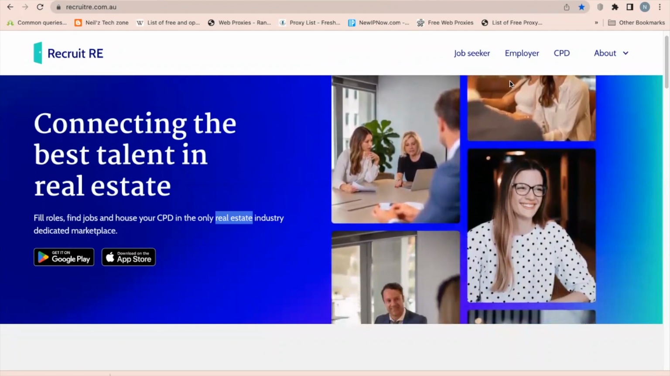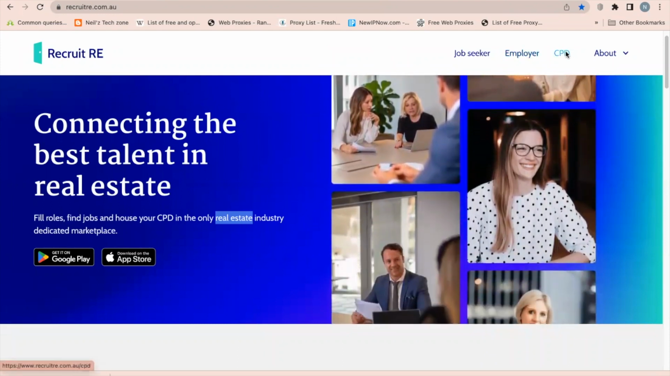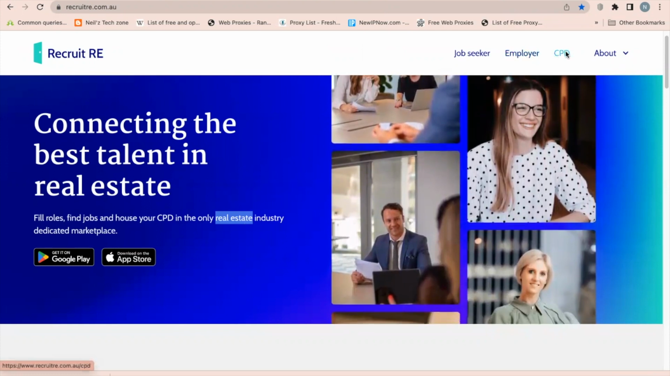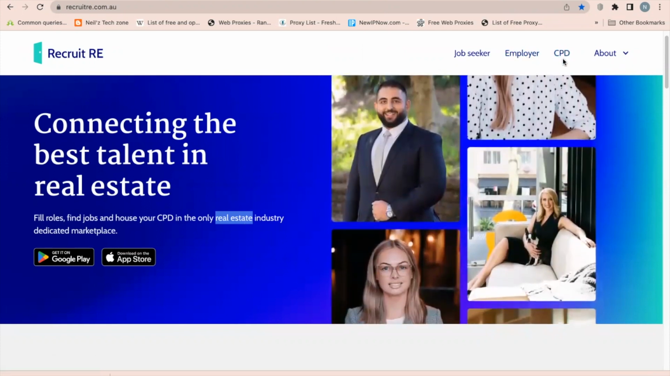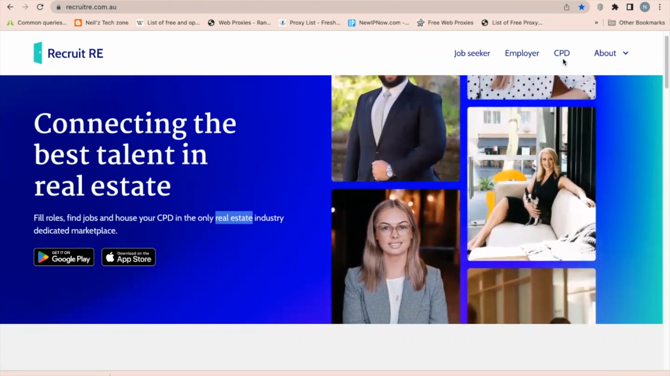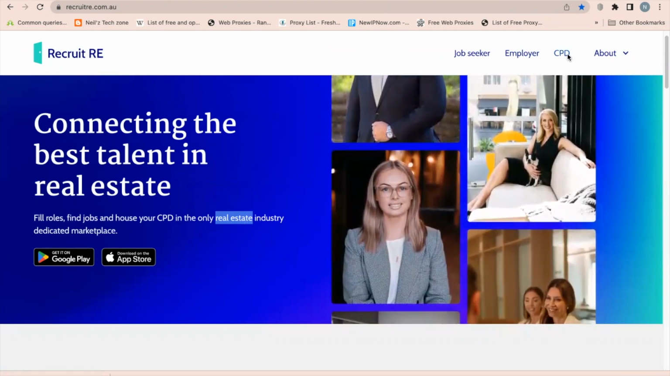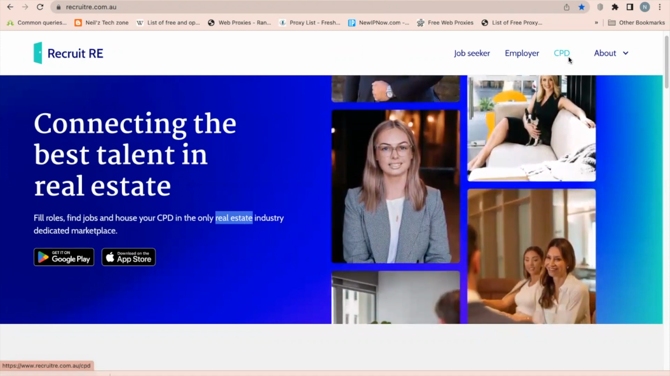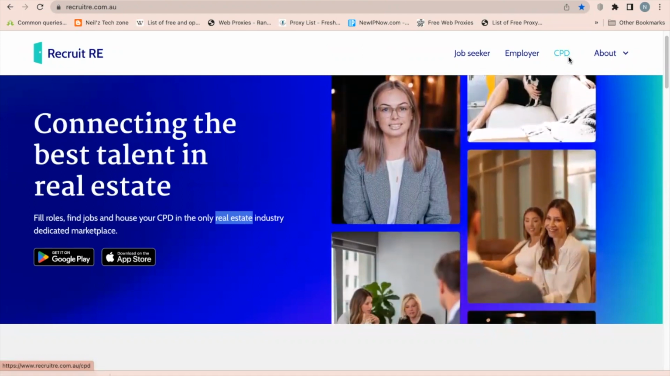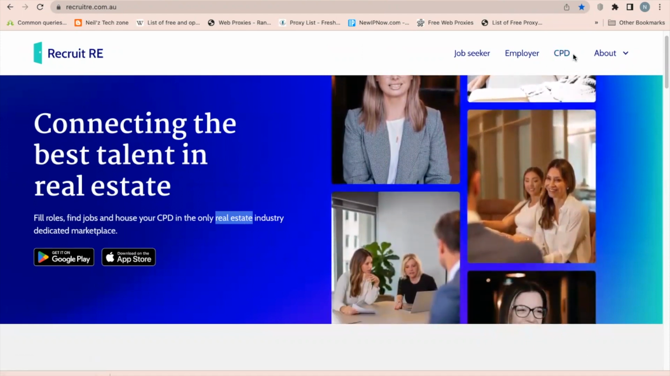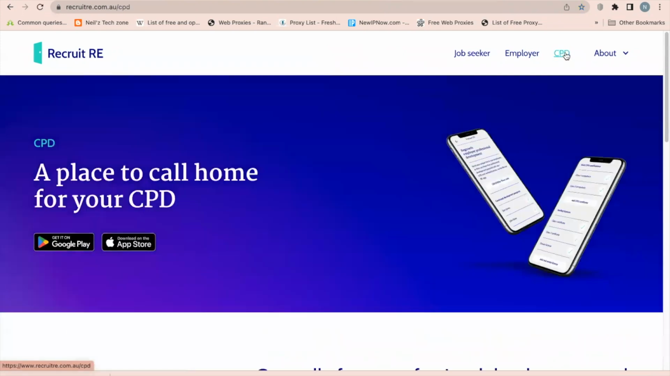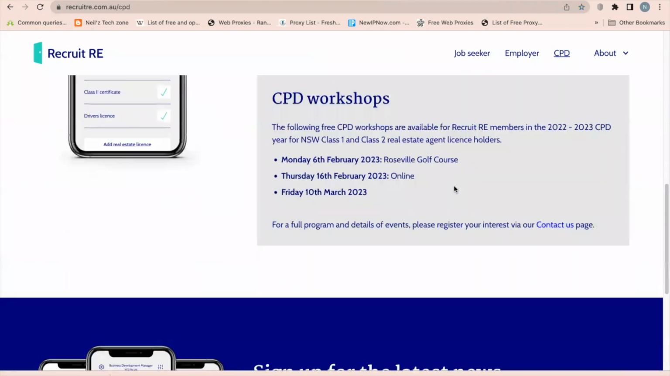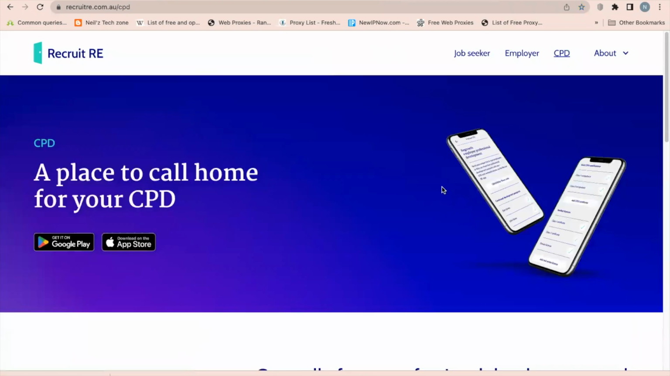So here we have job seeker, employer. CPD is for someone who has a specific certification in real estate, like you are doing the Google Ads certification. There is a certification for real estate as well, and the people who have completed the CPD, every 1 year, they have to keep giving this certification again. So they are targeting them separately, and there's a separate section. That's why even in our campaigns, we have a separate campaign for CPD.